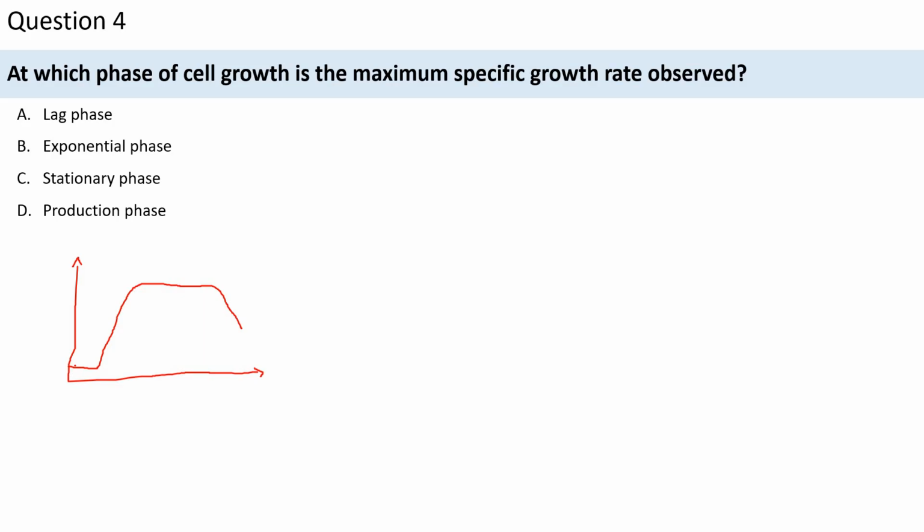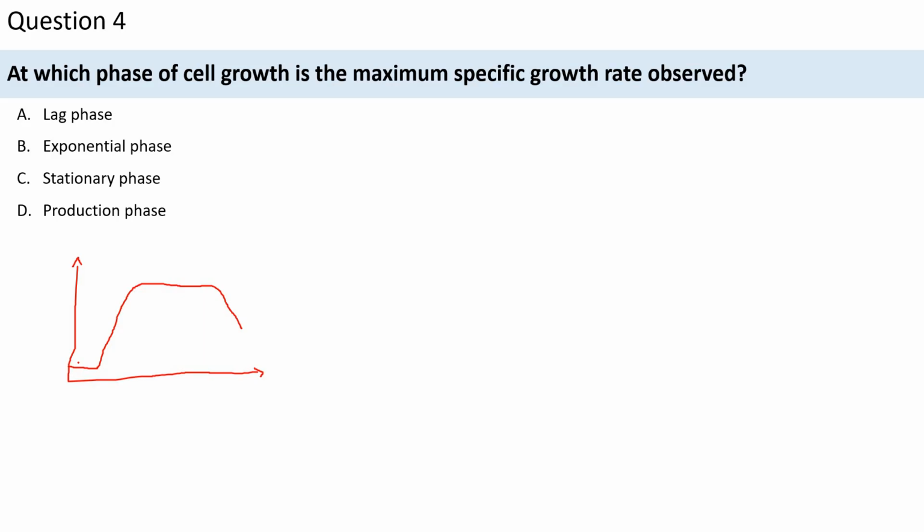So in lag phase, what happens? The cell will try to adapt to the nutrients that are present in the media, because these are being given in a new environment. So in lag phase, the cell tries to adapt to the nutrients in the media, to the environment that has been given to the cells.